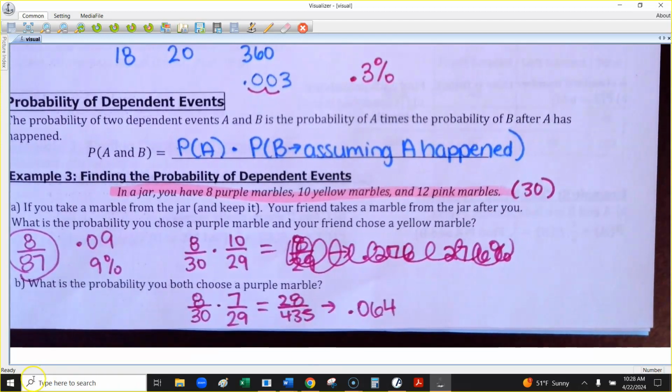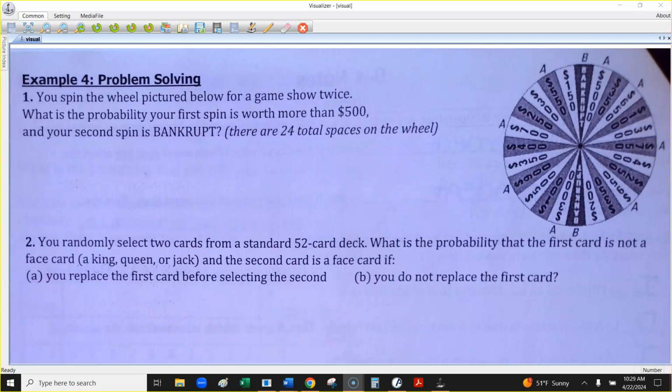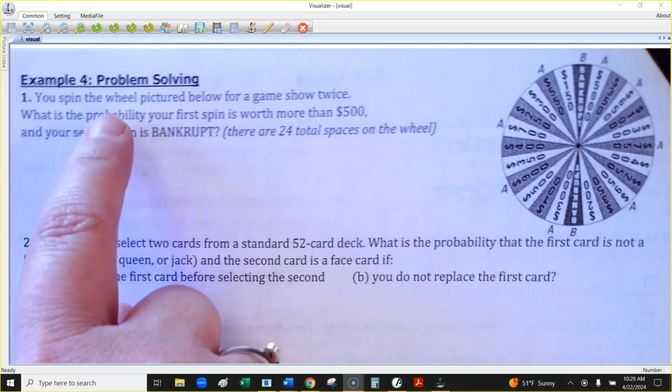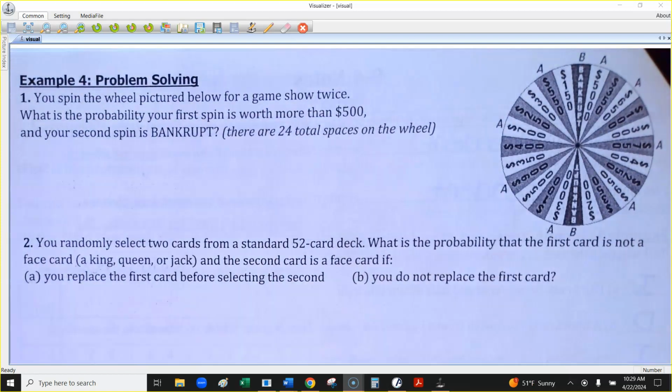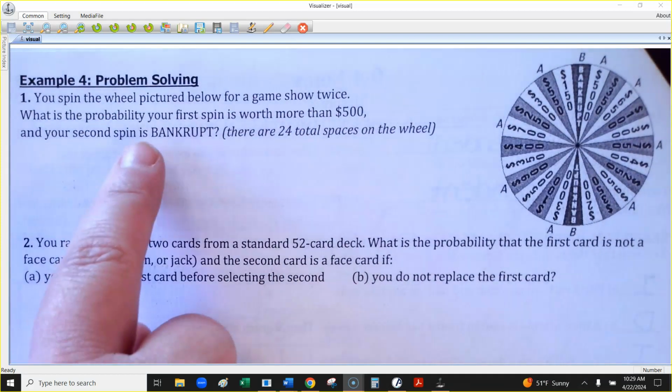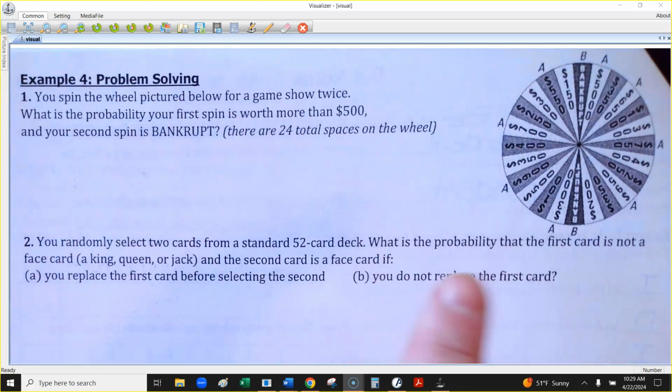Is anybody having a question? I marked on here what they're going to ask you in the questions, just so it'll be a little bit easier to see because they're kind of tiny, little different letters here. So it says you spin the wheel pictured for a game show twice. Okay, the probability your first spin is worth more than 500.